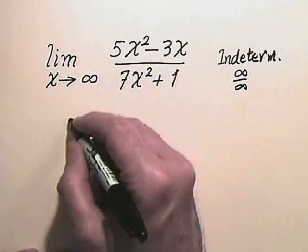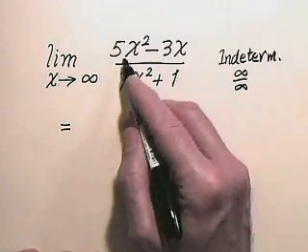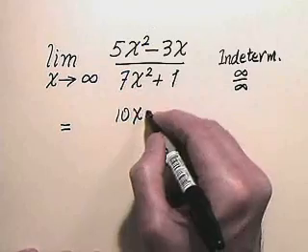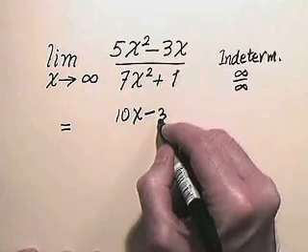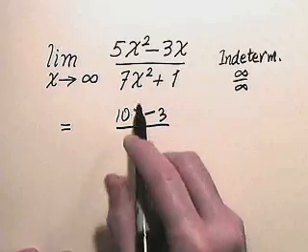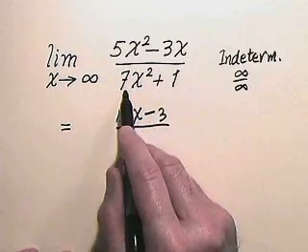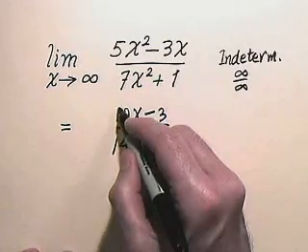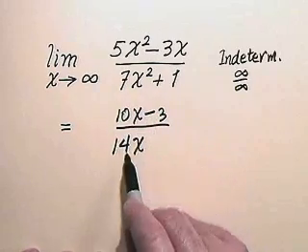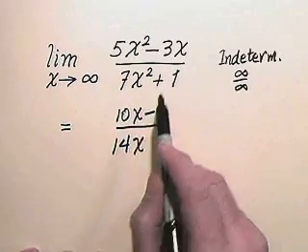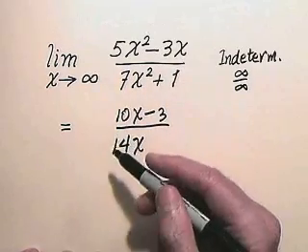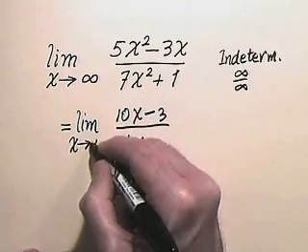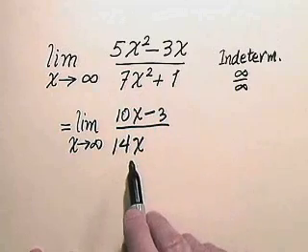To apply L'Hopital's rule, we simply differentiate the numerator. Well, what's the derivative? 5x squared, the derivative is 10x, minus the derivative of 3x, that's just 3. So there's the derivative of our numerator. And what about the denominator? The derivative of 7x squared is 14x. The derivative of 1 is 0. Notice I have differentiated the denominator by itself, the numerator by itself. I did not differentiate the whole expression using the quotient rule. And so what we want to do now is look again at the limit as x approaches infinity of that expression which resulted.